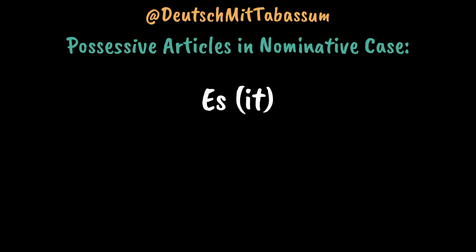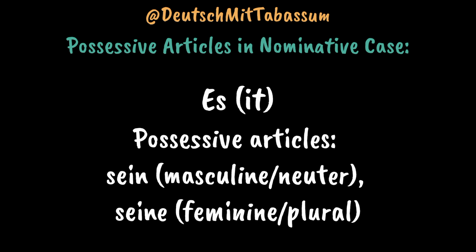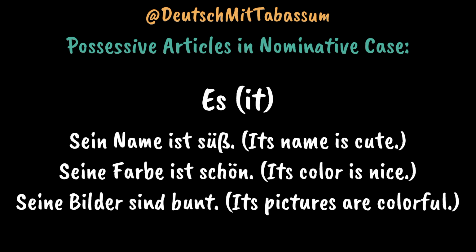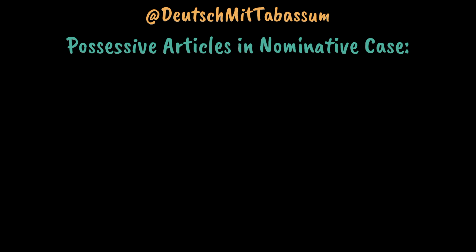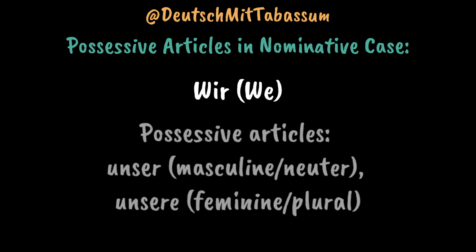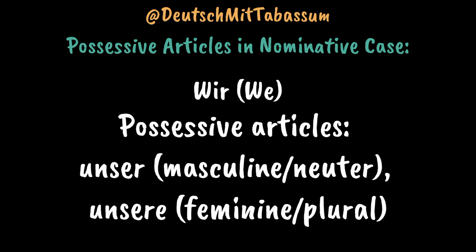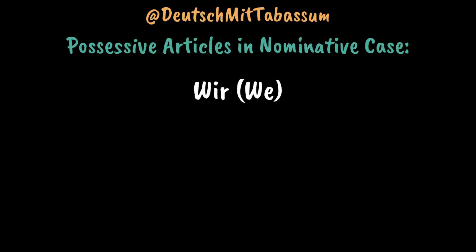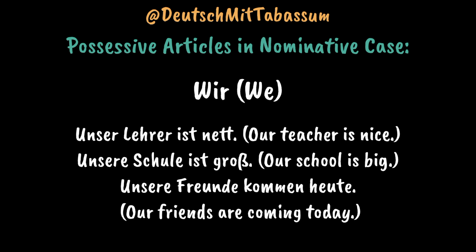The next one we have is es, which is it. The possessive articles are similar to er, which is sein for masculine and neuter and seine for feminine and plural. The examples are sein Name ist süß, seine Farbe ist schön, seine Bilder sind bunt. Next we have wir, which is we. The possessive articles are unser for masculine and neuter and unsere for feminine and plural. The examples are unser Lehrer ist nett, unsere Schule ist groß, unsere Freunde kommen heute.